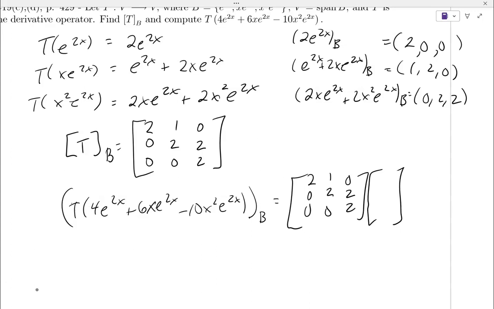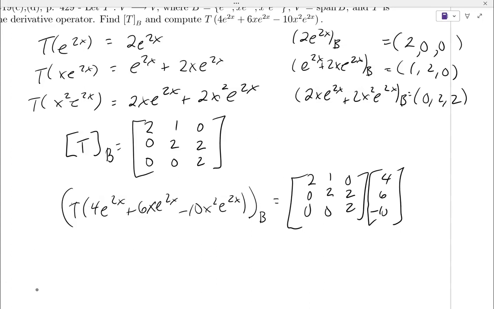I need my input to get multiplied by the matrix. This input vector needs to be in terms of the basis for the domain. In this case, it's both, right? But I need this to be the basis for my domain. So my input here is 4e^(2x), 6xe^(2x), and minus 10x^2e^(2x). What coordinates are we going to use here for that vector we're going to multiply by?